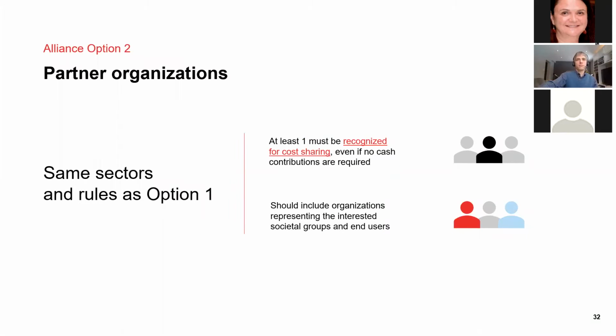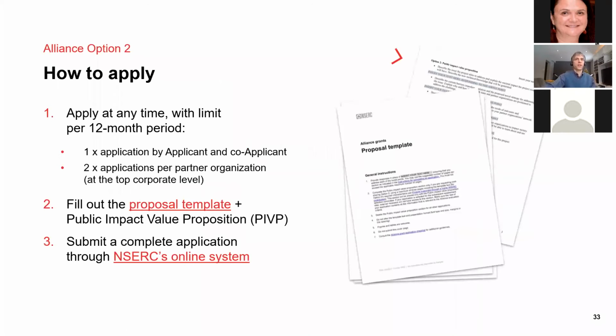So yeah, that's what I said here. And then you need to include all the organizations that are representing the end users or the interested group in the proposal as well. So when you apply, this one has a limit in the number of applications that can be made. For applicants and co-applicants, it's 1 per year in either of these roles as a maximum, and as a partner organization, it's a maximum of 2 per year. Here's the time that it's been submitted.